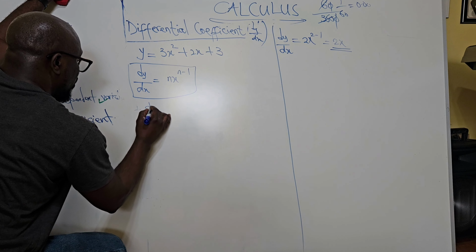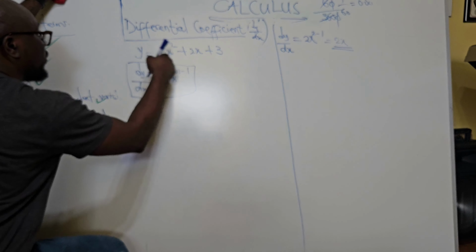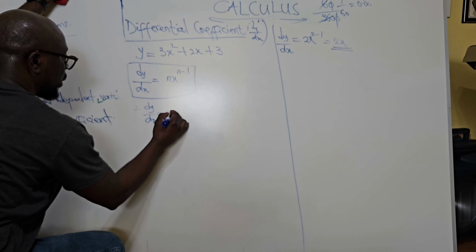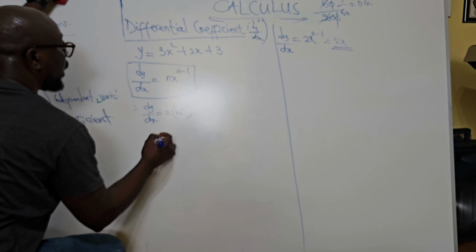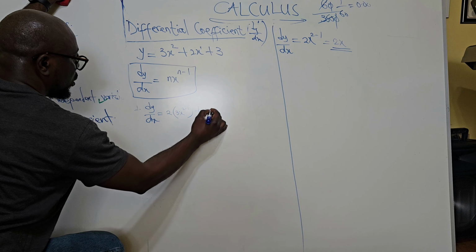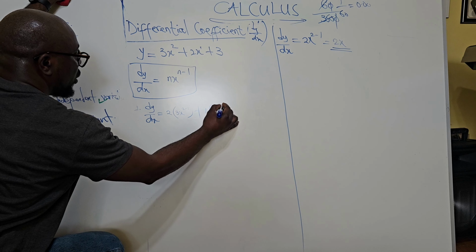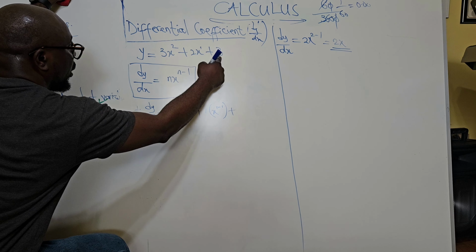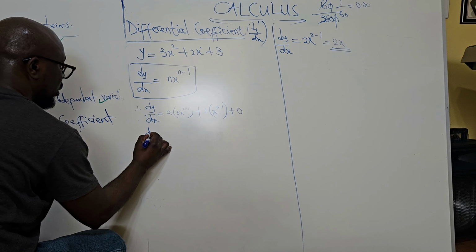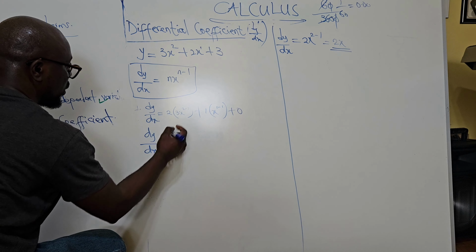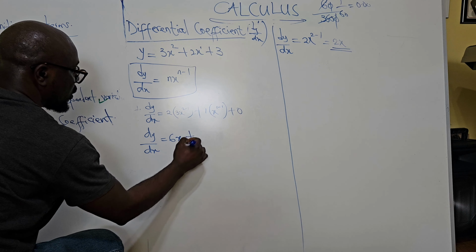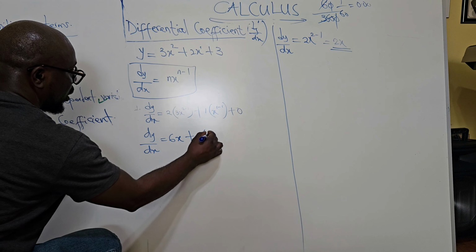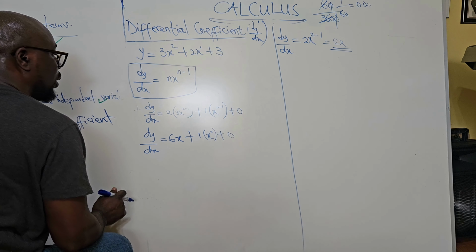So our dy over dx, we're going to take them one by one. Let's take this one first. Our n is 2, so that will be 2, okay? That will be 3x, and then we have 2 minus 1, okay? Plus, here, our n is 1. We don't usually write it 1, but our n is 1. So that will be 1 bracket x, okay? We have 1 minus 1, okay? And then this is a constant, so that will be 0. So our dy over dx is now equal to, this 2 minus 1 is 1, 2 times 3 is 6, so that we have 6x.